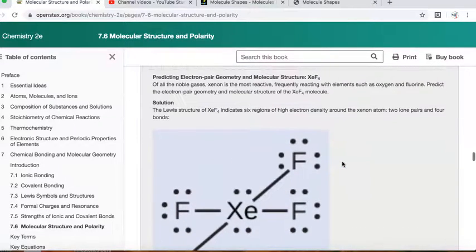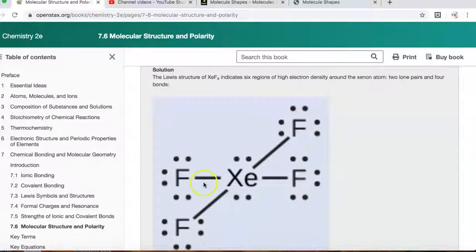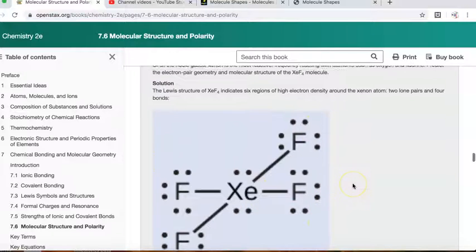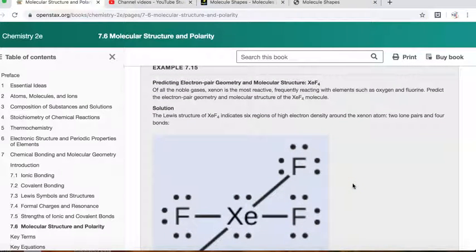One more here. We're trying to figure out the electron pair geometry and molecular structure again for XeF4. Here's the Lewis dot structure for it. We can see we have 1, 2, 3, 4, 5, 6 electron pairs. So its electron pair geometry would be octahedral because it has 6 electron pairs. But its molecular structure would be different because it has 2 lone pairs. This would be square planar. Again, you can see there are 4 atoms there that look like they're in the same plane. So the molecular structure would be square planar, and the electron pair geometry would be octahedral.